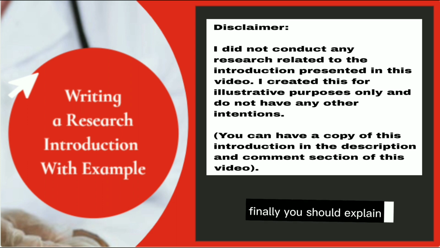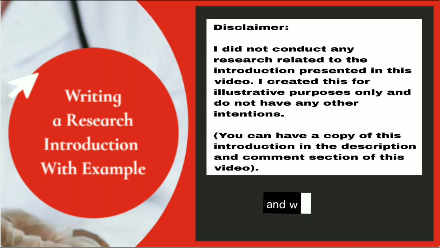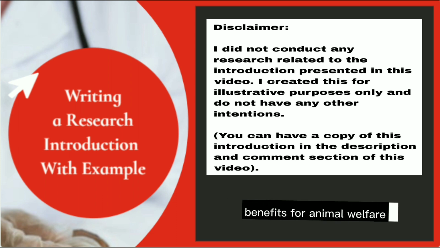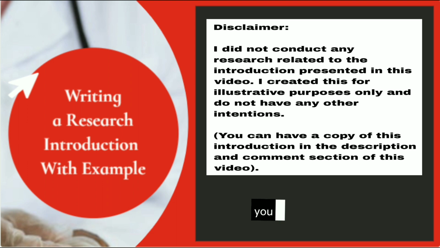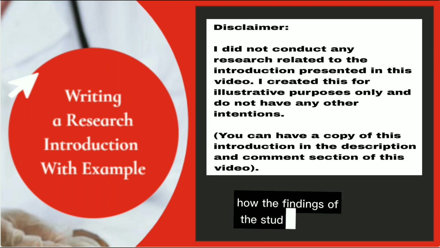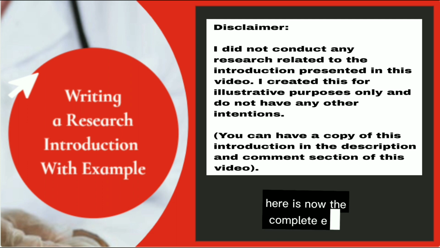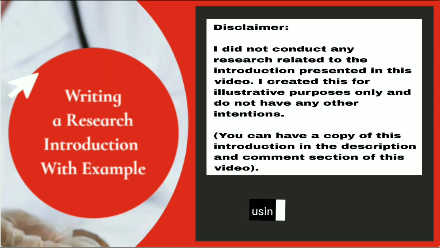Finally, you should explain why the research is significant and what impact it could have. In the case of making organic foods for broiler chickens in Masbate, you could highlight the potential benefits for animal welfare, environmental sustainability, and economic profitability. You could also mention how the findings of the study could inform policy and industry practices. Here is now the complete example of the research introduction using the given example.